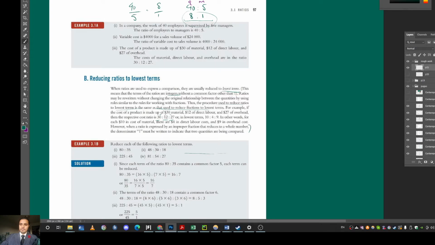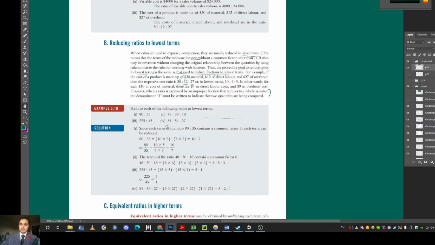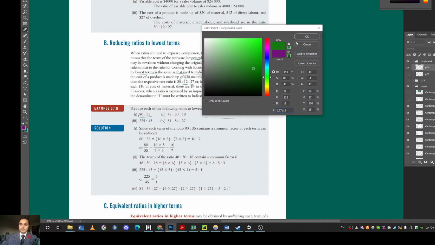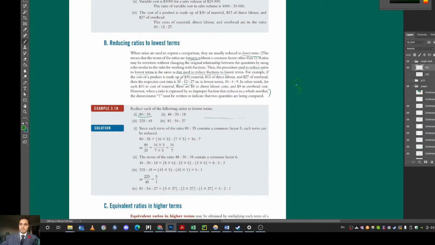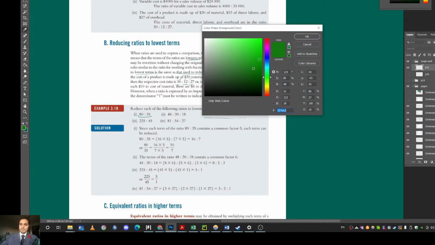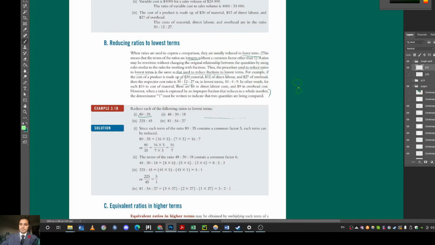So let's say reduce each of the following to lowest terms. Let's reduce 80 and 35 to lowest terms. I need something brighter than that so you guys can see it properly. So 80 ratio 35. All we have to do is find some common factors. I can see that 80 is divisible by 5, and so is 35. How can I tell? Any number that ends in 0 or 5 is divisible by 5.